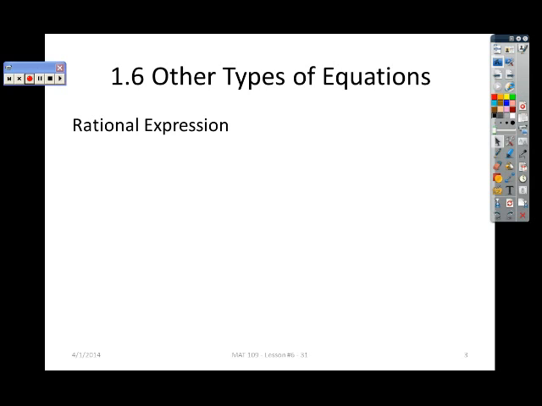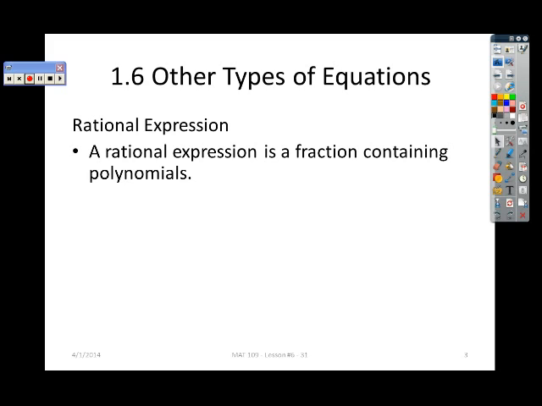And polynomials have to meet certain requirements. A polynomial, the exponents must be positive integers. Can't have fractional exponents, can't have negative exponents in a polynomial. So rational expressions are made up of a polynomial divided by a polynomial. Here's an example.